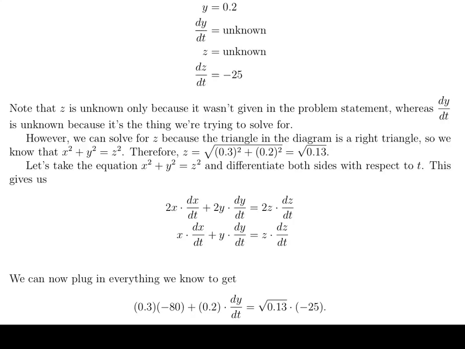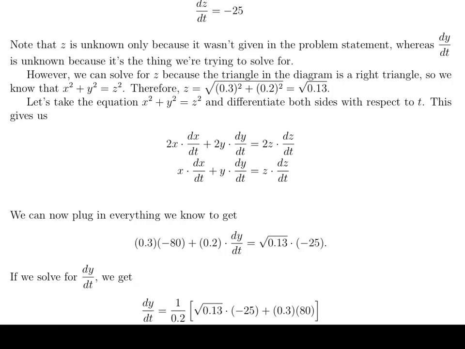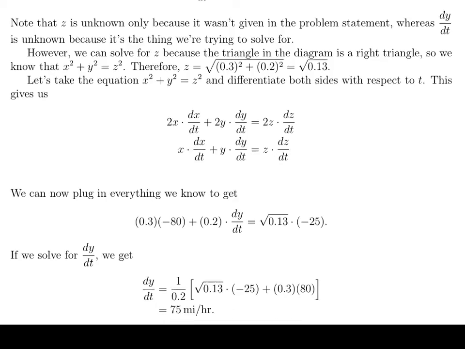So when we plug in everything that we know, 0.3 times negative 80 plus 0.2 times dy/dt equals radical 0.13 times negative 25. All right, now it's easy to solve for dy/dt. If we do that, we get an expression that looks like this, and that's pretty close to 75 miles an hour.